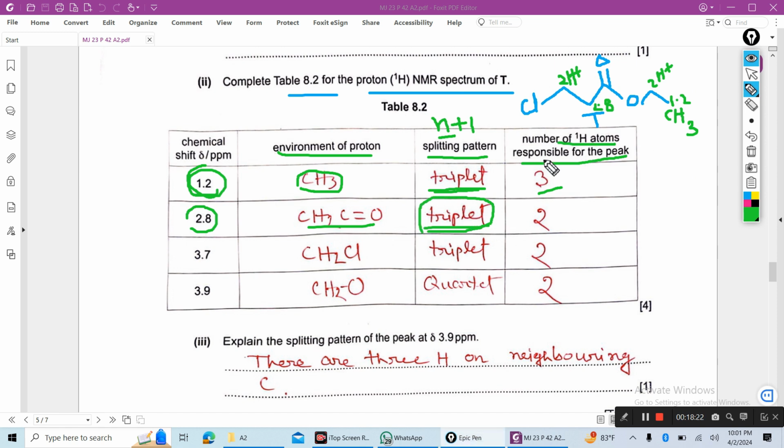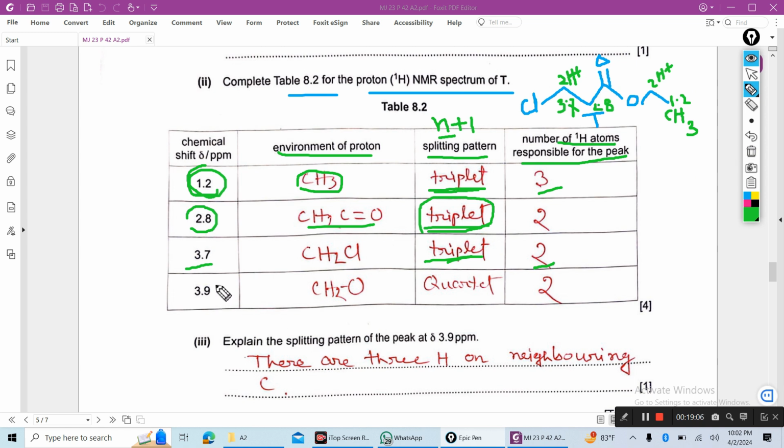Number of protons responsible for this peak: here 2 protons, as this is CH2, and CH2 means 2 hydrogen. 3.7 is this. The 3.7 chemical shift is responsible for this CH2 peak. So this will also be a triplet. Why? Because the CH2 neighboring proton is also CH2, so 2 protons, 2 plus 1, 3 peaks, triplet. And the number of hydrogen atoms responsible for this peak is 2, because CH2 means 2 hydrogen.